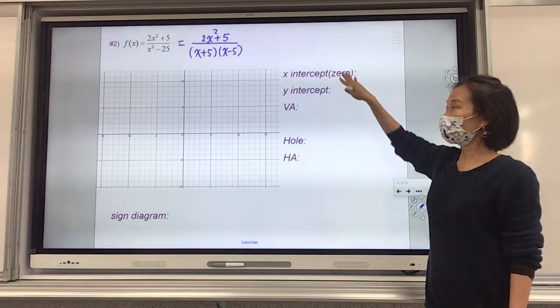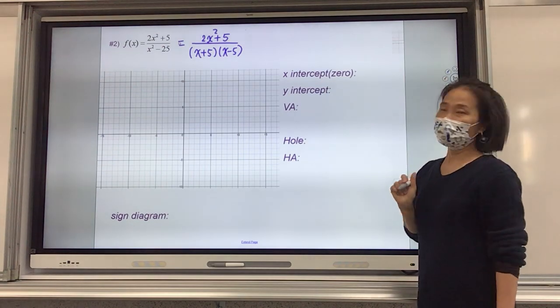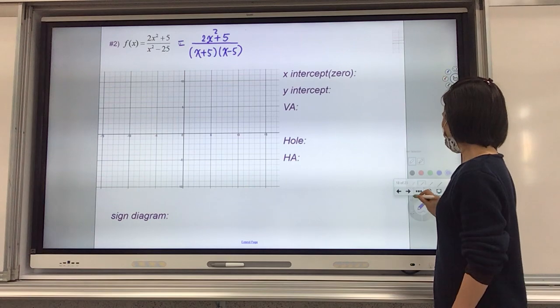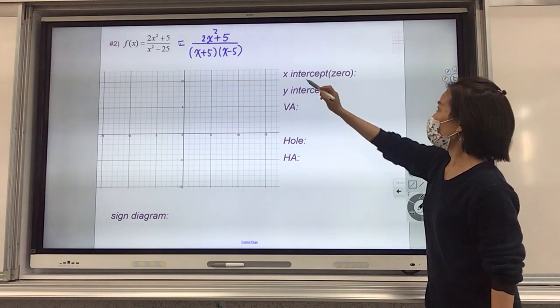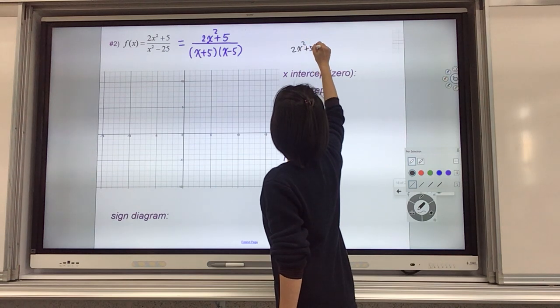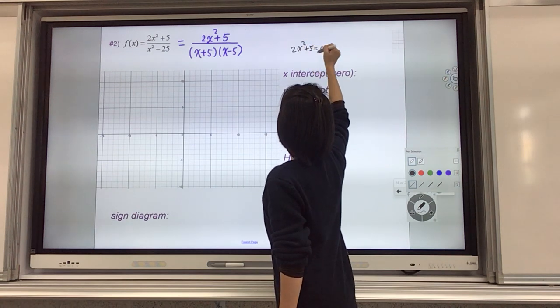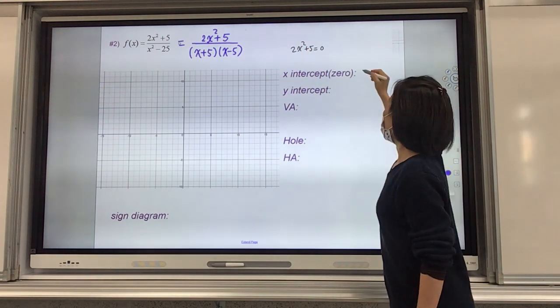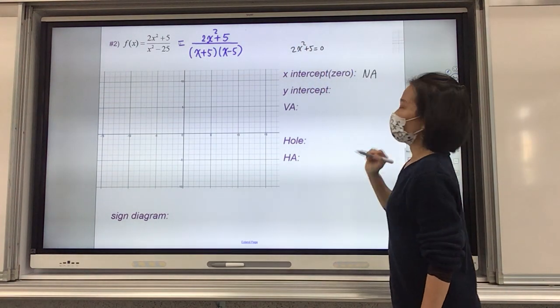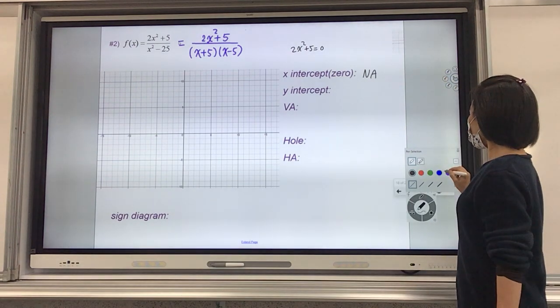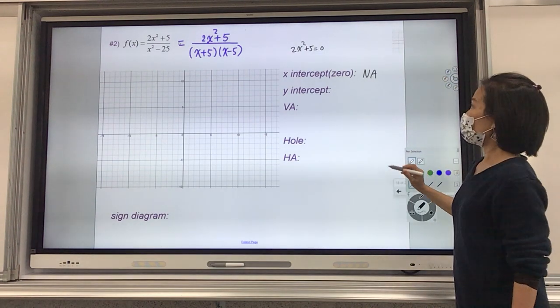Go one by one. X-intercept, is there any? We don't know. Let's see. The numerator: can 2x squared plus 5 equal 0? No. When you move the 5 over, x squared cannot be negative. So none. No x-intercept, okay? That's good.